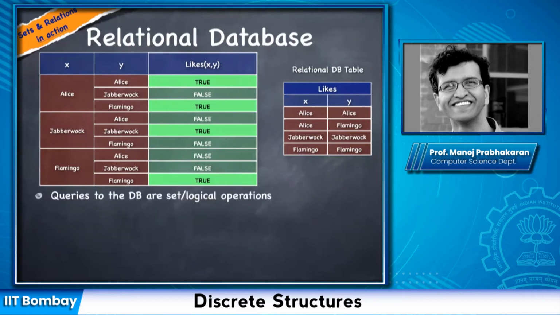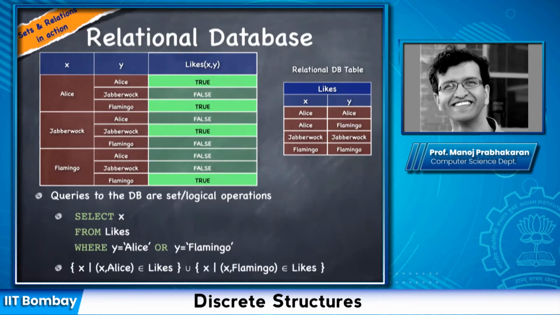And what you would see is that in a relational database, the queries that you make to the database are essentially set operations. So you could make a query like, select all x's, so all entries in the first column from this table likes, where the second column has the value Alice or Flamingo. So you could write this in terms of set notation.